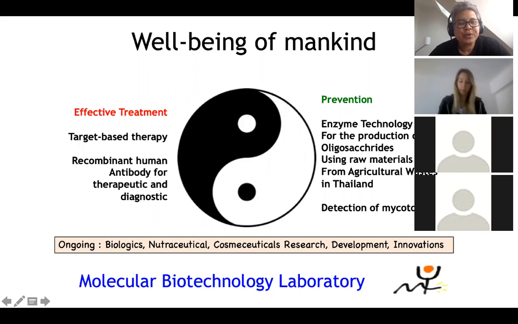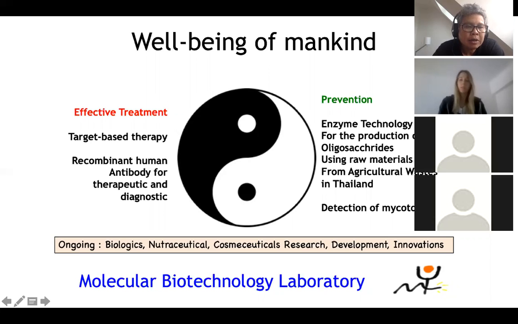Of course, you always like to say you want to do something good for mankind. It just makes you feel better. But basically, I have two parts: the effective treatment and prevention. Last time, I was talking about the effective treatment, which is a target-based therapy, recombinant human antibody for therapeutic and diagnostic use. Target-based, you probably have heard, means that you can treat the disease right on target. This will reduce the side effects and make the treatment more efficient.